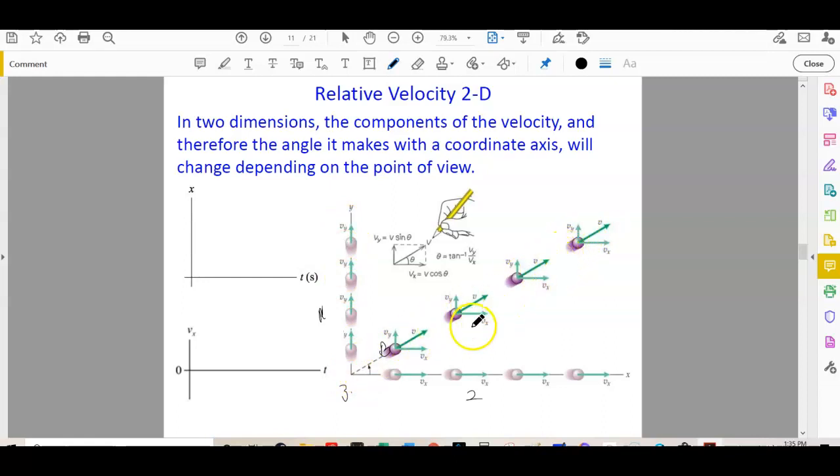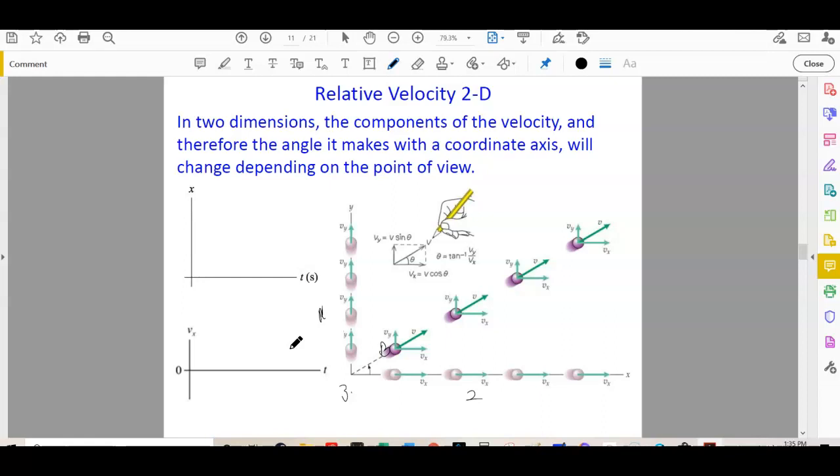The boat is going to see person number 3 moving to the left, moving opposite its direction, and it's going to see person number 2 moving down, and person number 1 moving to the left. Right? Correct. So these are all really important.